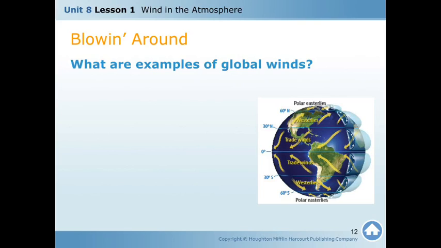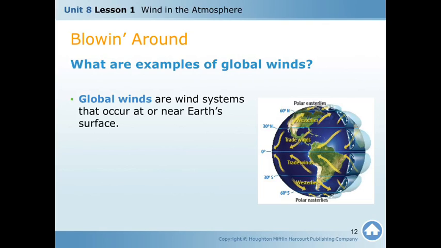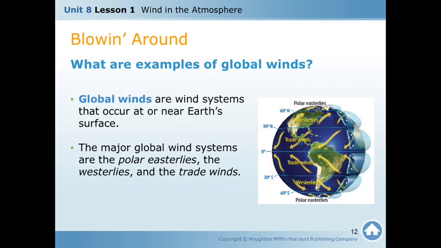So these global winds, these are the global surface winds. They have specific names. What we're going to call them are the polar easterlies. Those are at the poles. Polar, poles, makes sense. Then we have the westerlies, right next to the easterlies. And then we have the trade winds, all hovering the equator. So we have the polar easterlies, we have the westerlies, and we have the trade winds. Now on your page, you have a globe. I would go ahead and label these winds on your globe now.